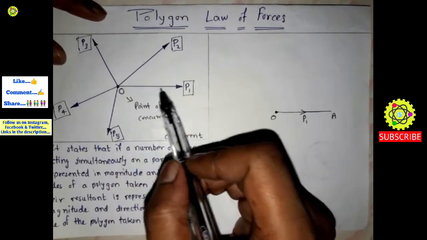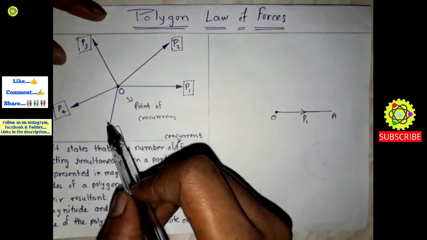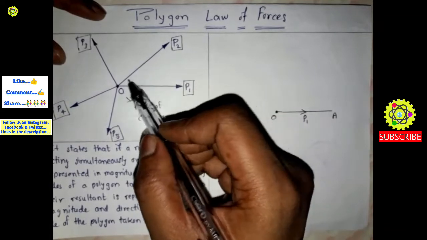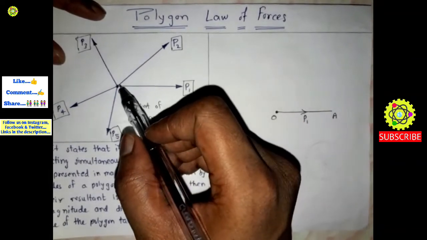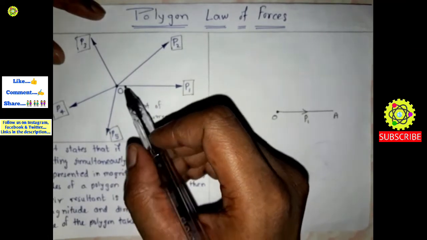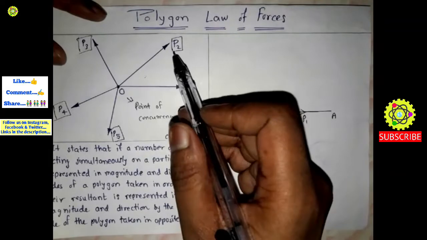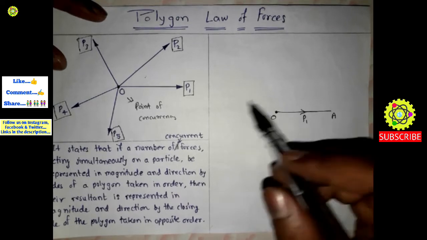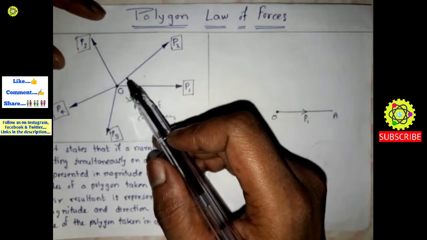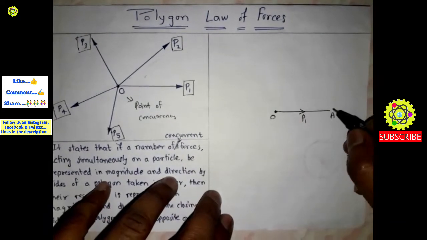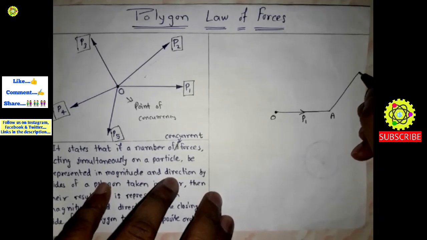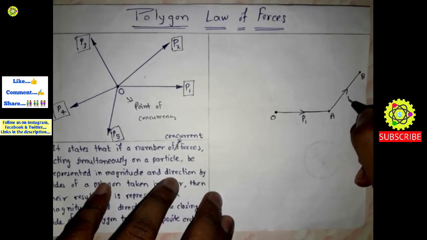Now we will go in this direction. In the same direction, we will take all these forces. We will maintain this angle as it is. We will draw the P2 force from the end point of the P1 force, in the same direction and at the same angle. I am taking an approximate angle. So this is our P2 force, and here we give the name B.